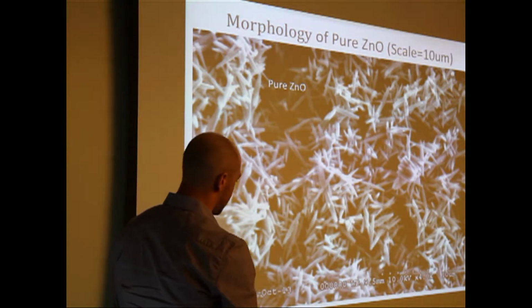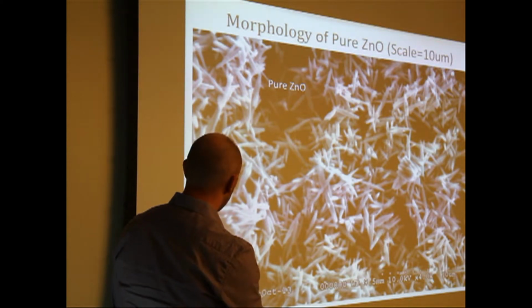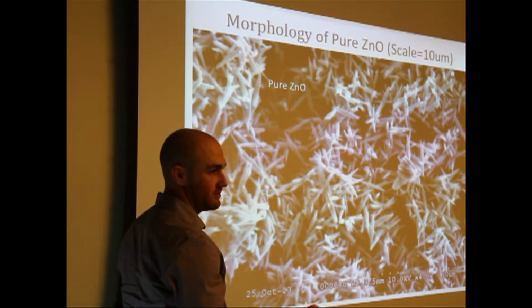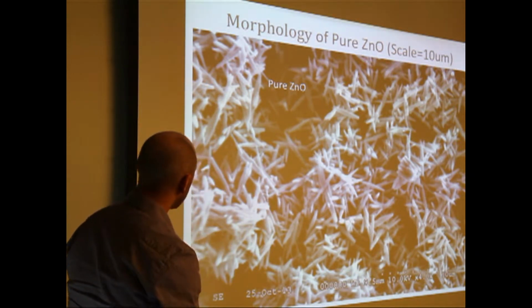As we zoom in a little closer, this is a 10 micron scale right now. You can see these rod or needle-like structures, which are interesting, so we can compare them later to the aluminum-doped zinc oxide.